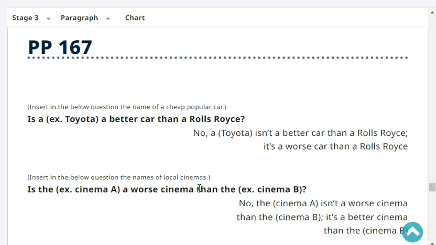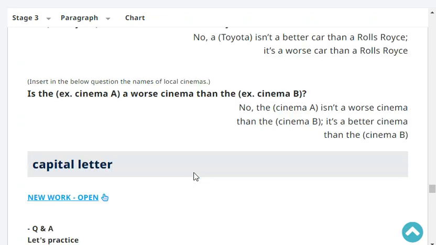Is a Toyota a better car than a Rolls Royce? No, a Toyota isn't a better car than a Rolls Royce. It's a worse car than a Rolls Royce. Very good. Is the Cinema A a better cinema than Cinema B?